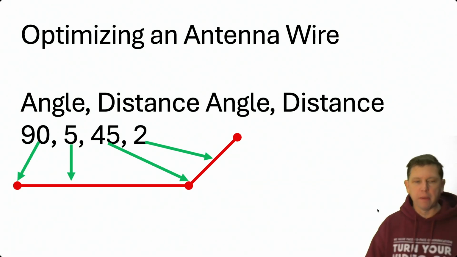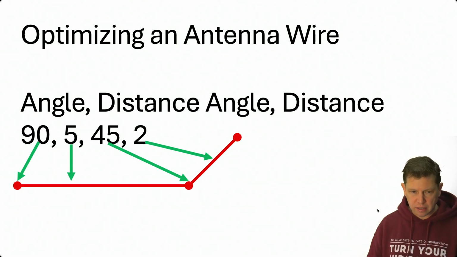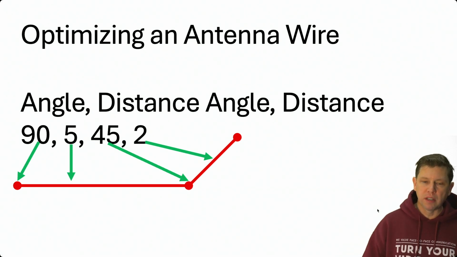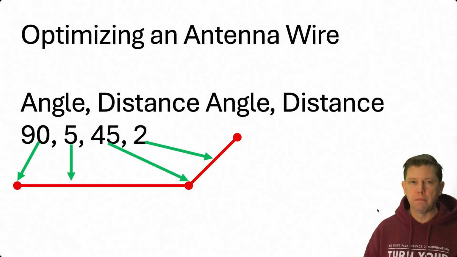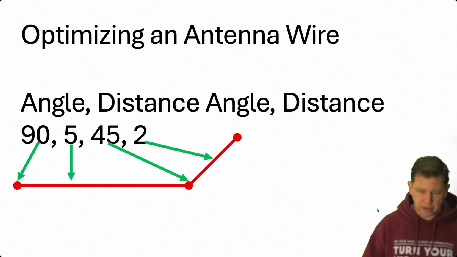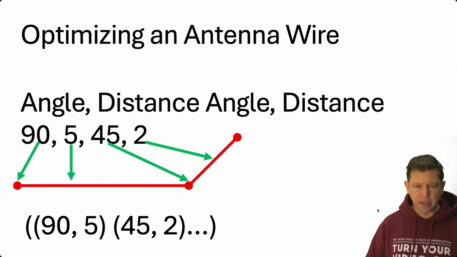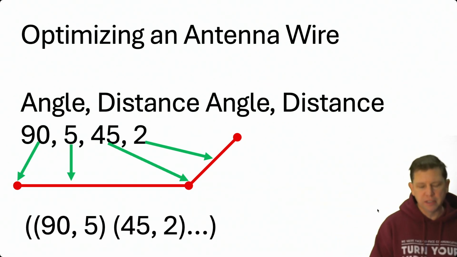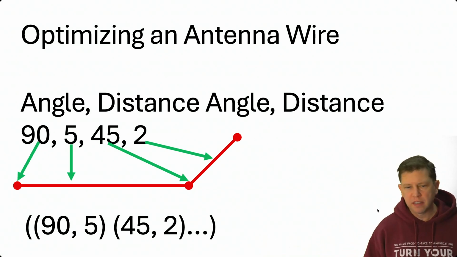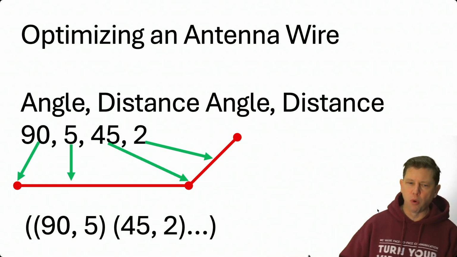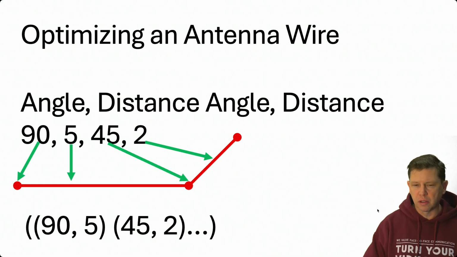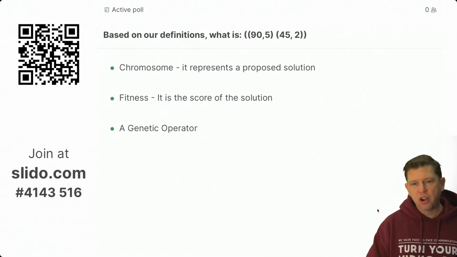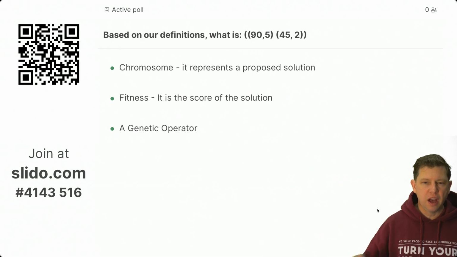Okay, so this is how it's represented. I've got my degrees, my distance, degrees, and distance. I've got a number that represents the shape of this line, which is going to be my proposed solution for an antenna. And I can represent it in different ways. Down here, I've got pairs of numbers separated by commas and any number of them in a list. So I've got the dot dots to show there could be more. We'll just demonstrate with 2 because otherwise it's hard to fit on the screen. Okay, so based on our definitions, what is 90, 5, 45, 2?